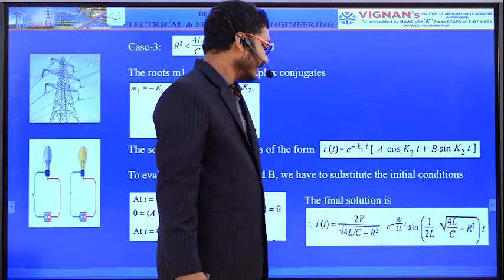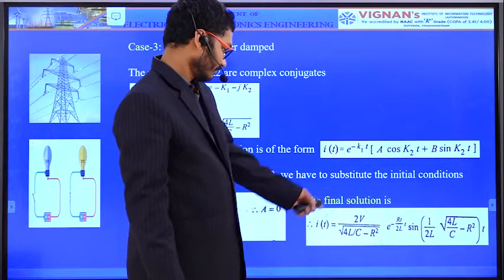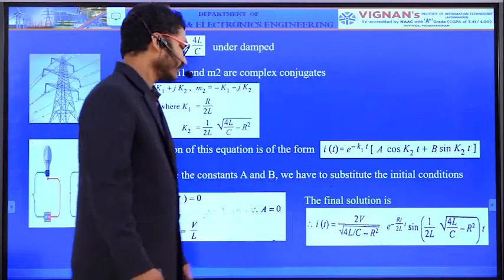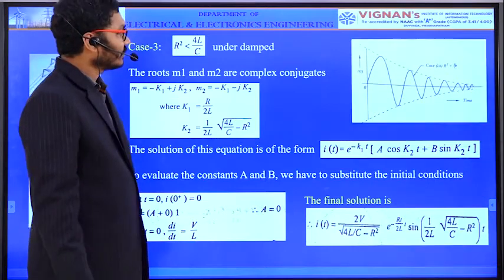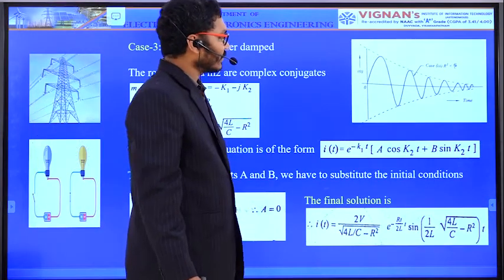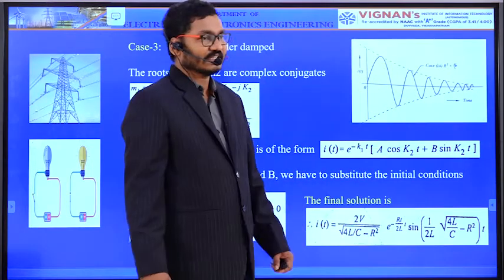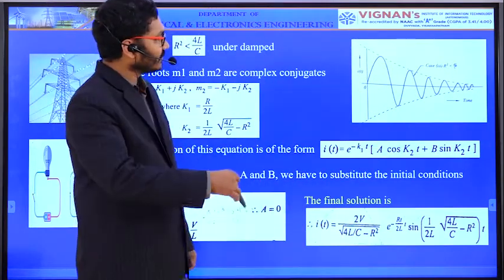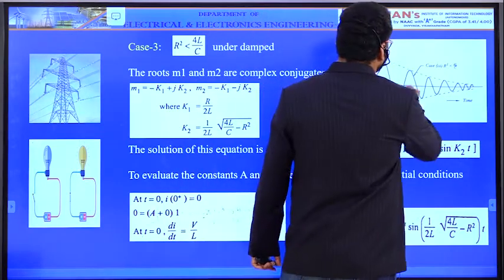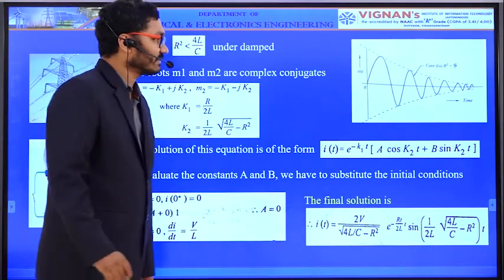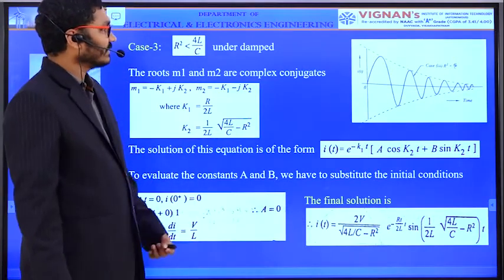Just substitute the k1 and k2 values, and finally you will get this. This is the final solution, the underdamped response. If you plot time versus I of t, you will get oscillations. This is the underdamped response. It will take some time to reach the steady state.